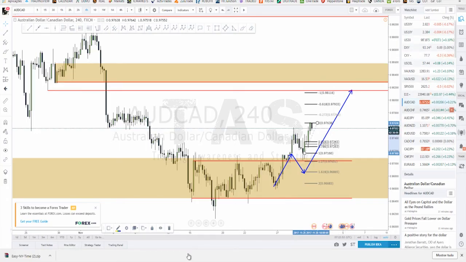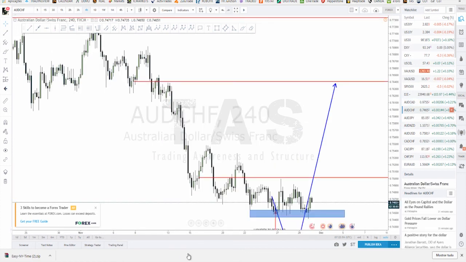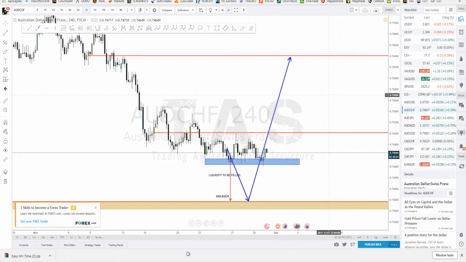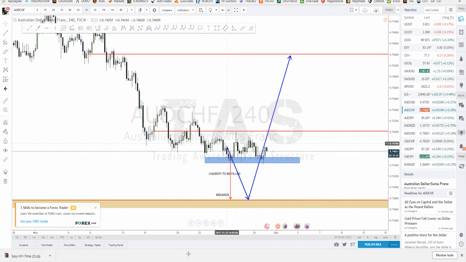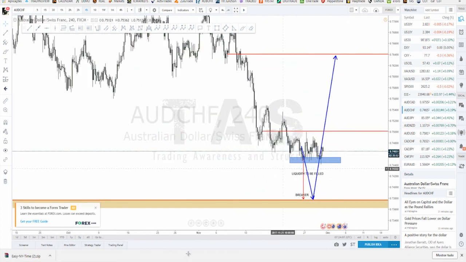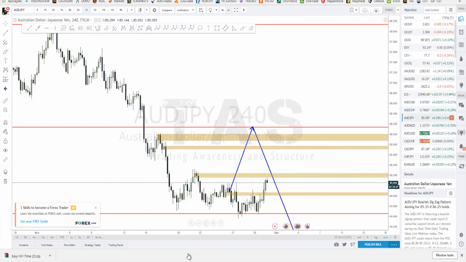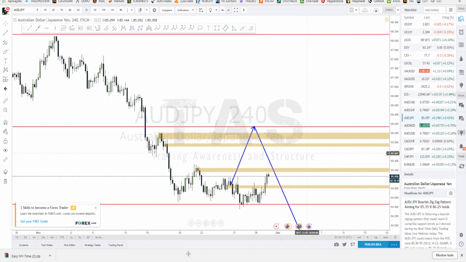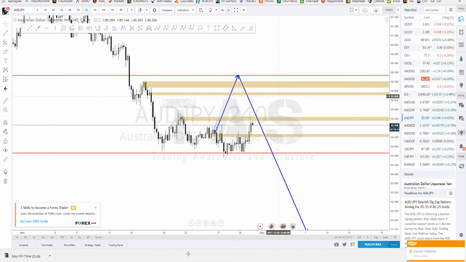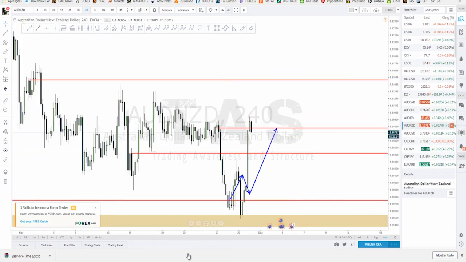Let's continue. I don't want to give you a 12-hour video. This doesn't look like it's going down, but either way, it still has these clean levels, and we have this liquidity here. So I'm not trading this one. This one would look good to short, though, because all the Australian dollar pairs are going up. I'm not going to short this. Wow.